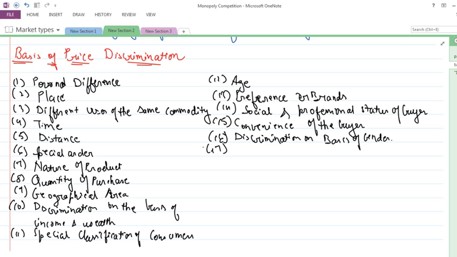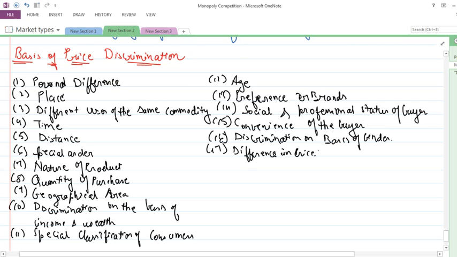The 17th basis for price discrimination is the difference in price. If the price difference is very small, then the customer might not bother about such price discrimination. Then the 18th basis of price discrimination is peak season and off season.